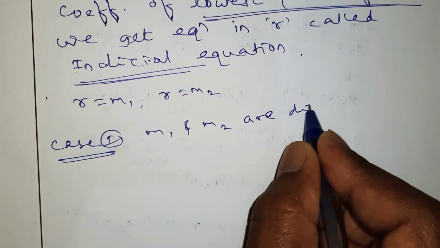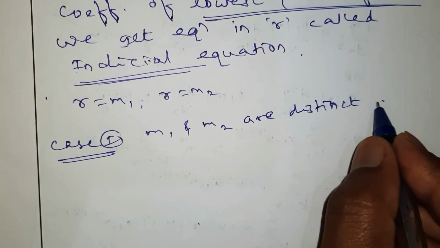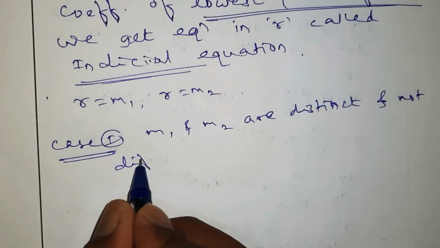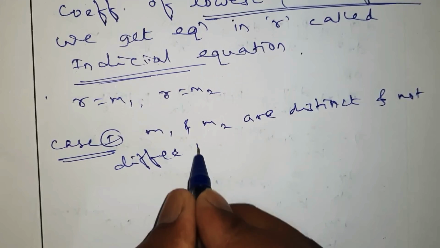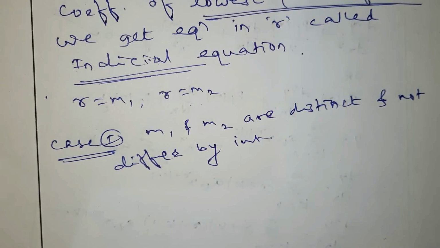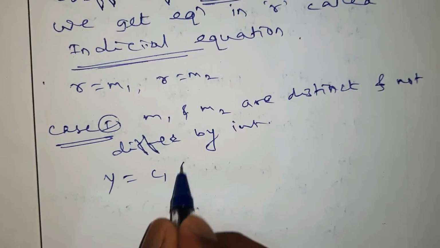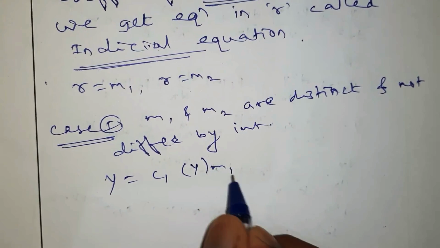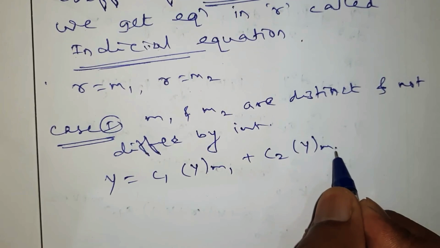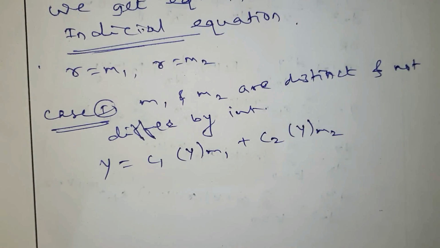Roots are distinct and do not differ by an integer. Means what? Not multiples of each other. They are totally distinct roots. Then our y is c1 y at m1 plus c2 y at m2. Just at the 2 points find the solution and add these two, you will get the final answer.